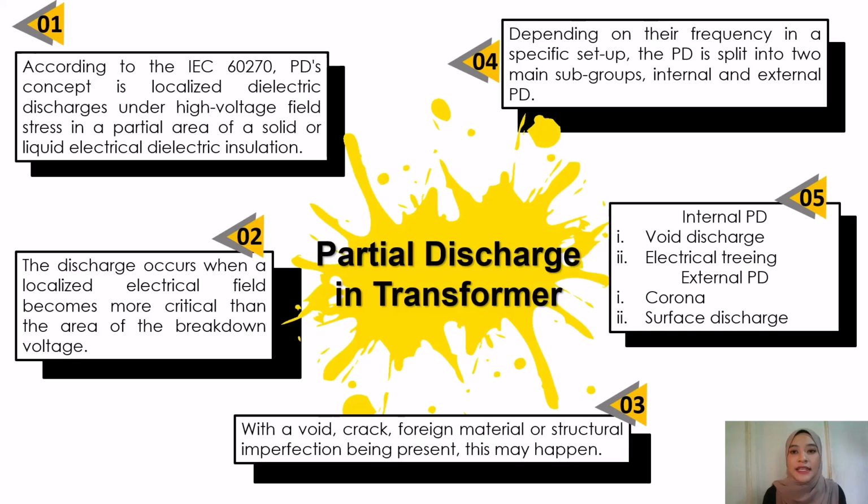Depending on their frequency in a specific setup, PD is split into 2 main subgroups, which are internal and external PD. For the internal PD, there are 2 types, which are void discharge and electrical treeing. For the external PD, there are corona and surface discharge.